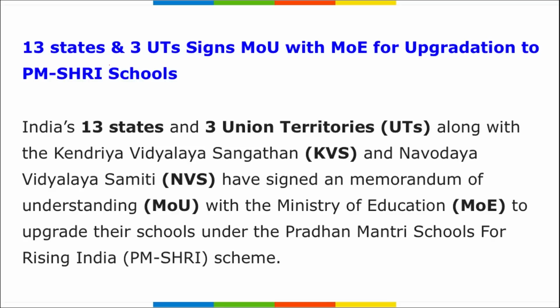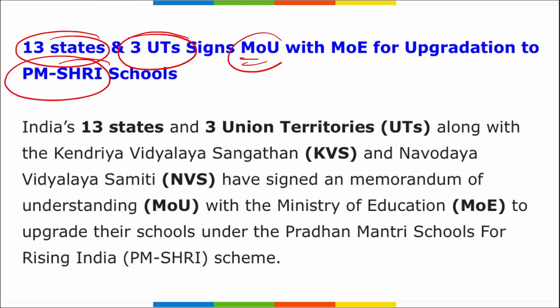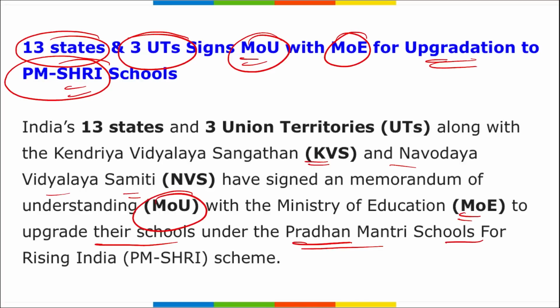Next, we have discussed that recently for the PM Shri schools, that is for the upgradation of the schools in the various states and union territories, a scheme was launched by the center, and it is a centrally sponsored scheme. Remember here that 13 states and 3 union territories have signed this MOU with the Ministry of Education for the upgradation of the PM Shri schools. Alright, mark this. Then remember, along with KVs, that is Kendriya Vidyalaya Sangathan, NVS, that is Navodaya Vidyalaya Samiti, have signed this MOU with the Ministry of Education to upgrade their schools under the Pradhan Mantri Schools for Rising India, also known as the PM Shri scheme.